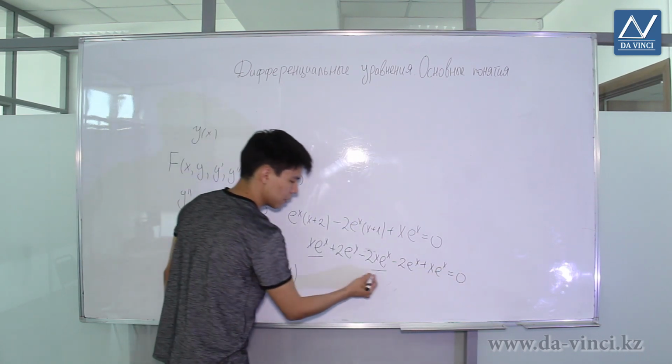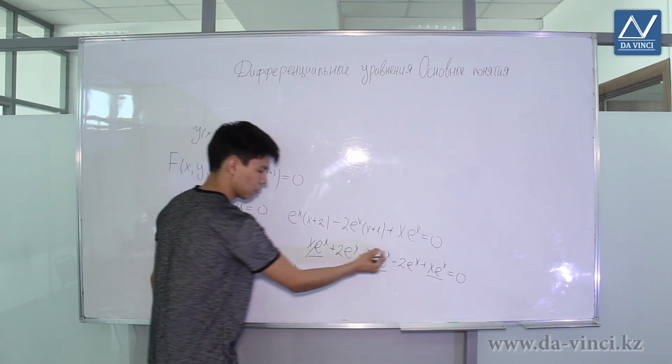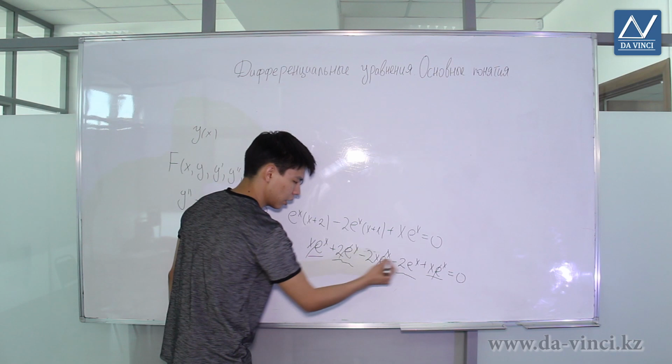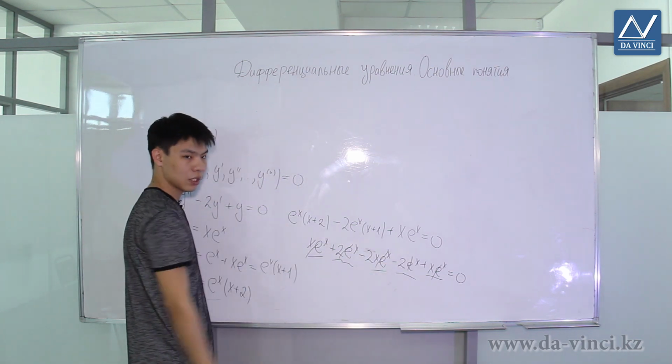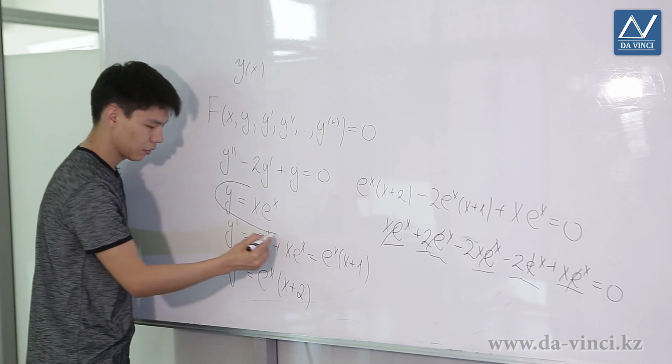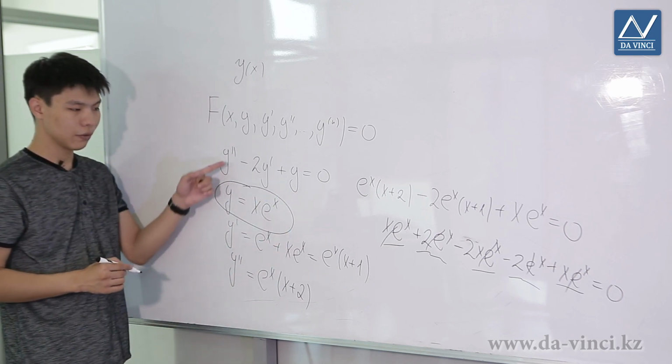Let's see how these components mutually annihilate. In the same way, these components cancel each other out. Thus we get 0 on the left and on the right. That is, we got an identity, which means that this function is indeed a solution to this equation.